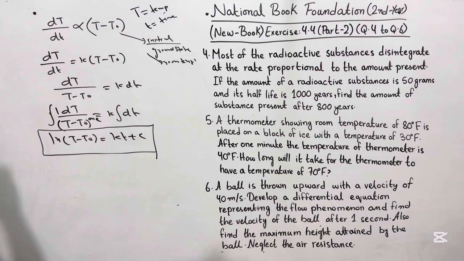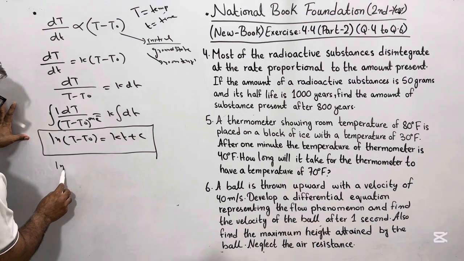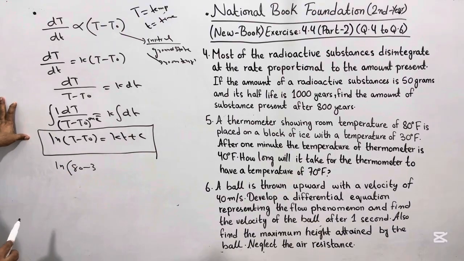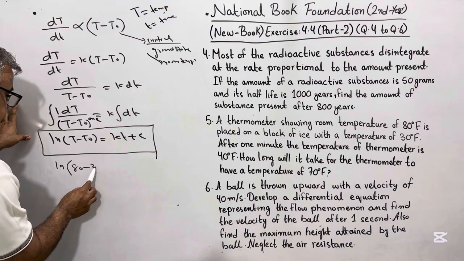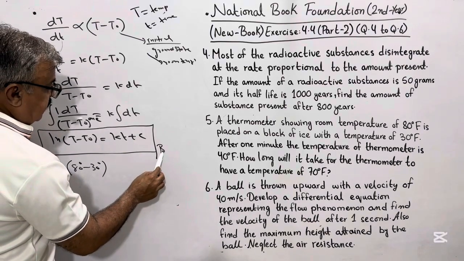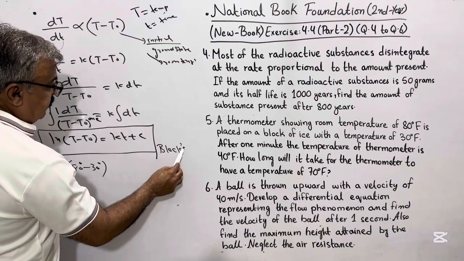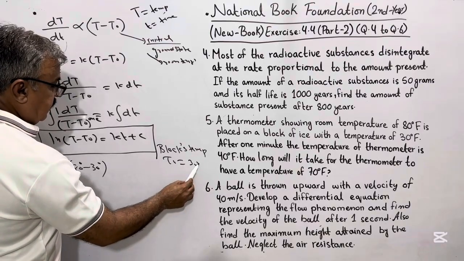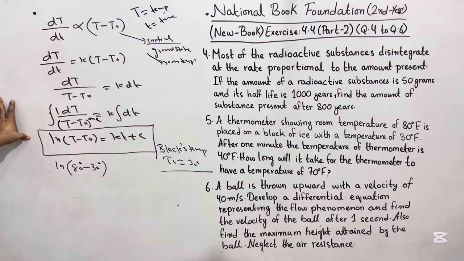A thermometer showing room temperature 80 degrees Fahrenheit is placed on a block of ice with the temperature of 30. Initially, the temperature of the thermometer is 80. The temperature of the block is our ground state temperature, so the block's temperature is T naught in that case. It remains the same throughout: T naught is 30.